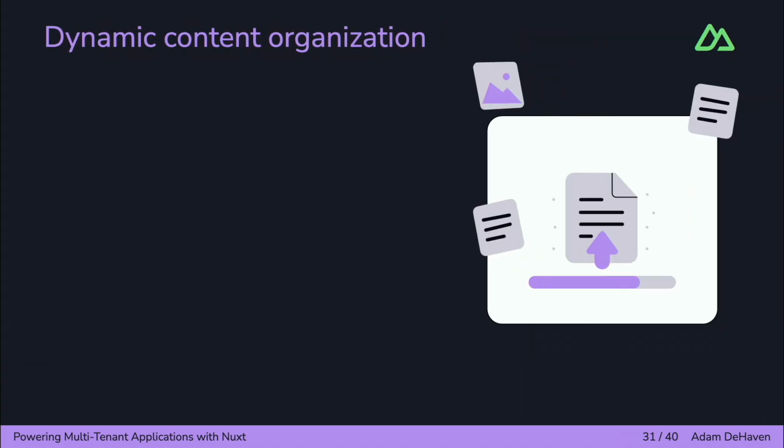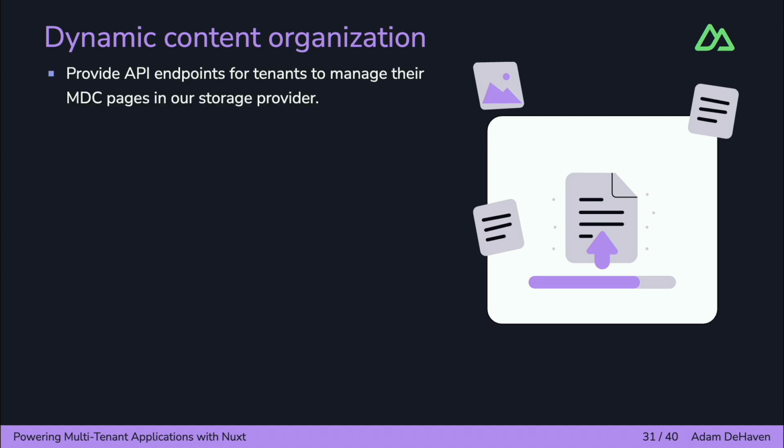So now that we know that we're using Nuxt MDC to render content, we'll need to allow each tenant to organize and store their MDC pages via our API in a way that's easy to manage and organize. So again, we're going to allow MDC Markdown documents, essentially, to drive the content of the page for the tenant. So we'll provide API endpoints for tenants to manage their MDC pages in our storage provider, meaning they can create, edit, and delete documents at will, right?